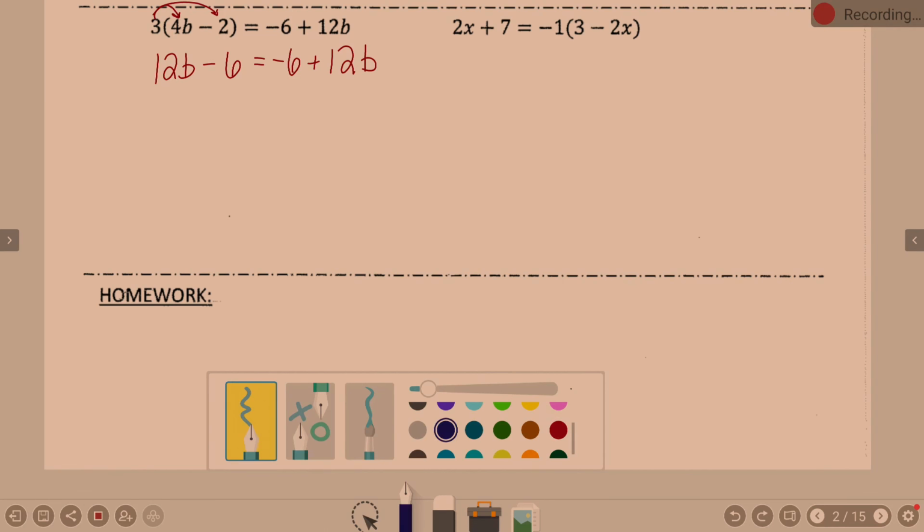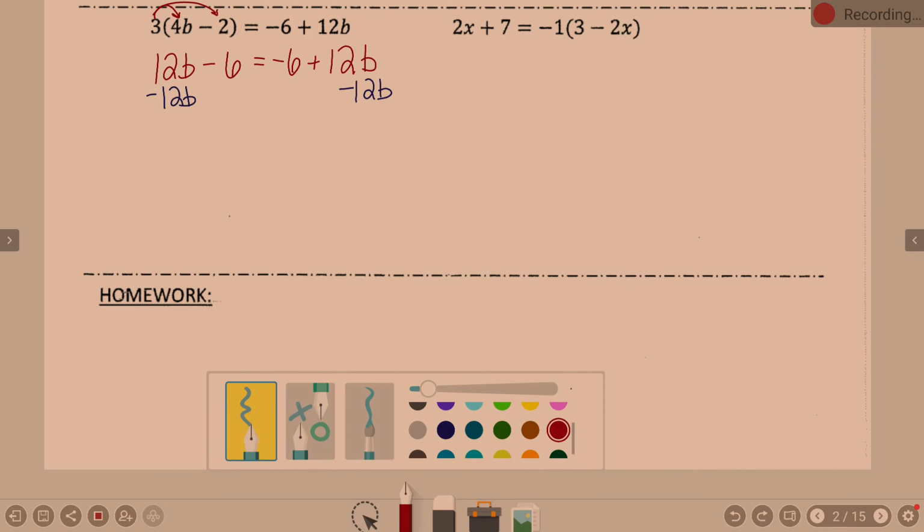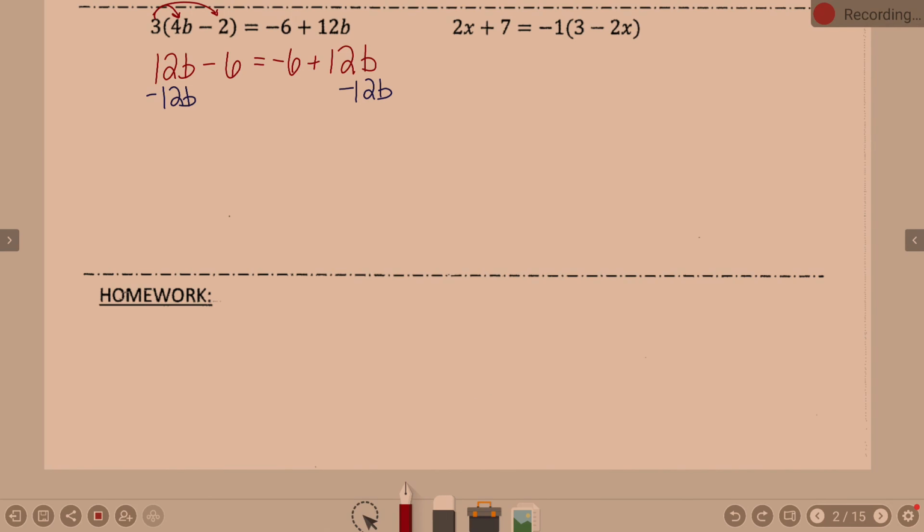Subtract. Okay, since it's a plus 12b, we're gonna subtract 12b. You gotta do it to the other side. What we do on the right, we do on the left. Good. Now, 12b minus 12b is 0, it cancels. So what is the only thing that remains here? Oh, the negative 6. Because 12b minus 12b is 0b. So my b's just canceled out.